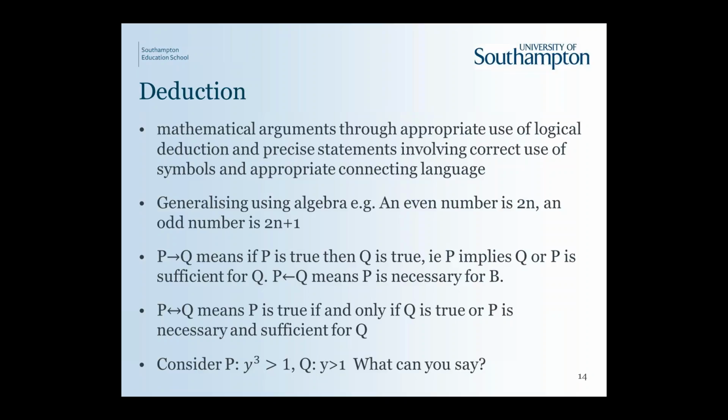So a lot of people talk about necessary and sufficient. This way we say P is sufficient for Q. If it was the other way around, the arrow, then that would mean that P is necessary for Q. And both ways, it means P is true if and only if Q is true. So P is necessary and sufficient.